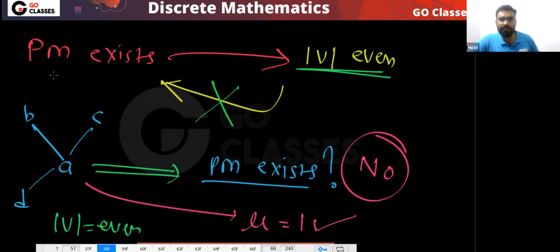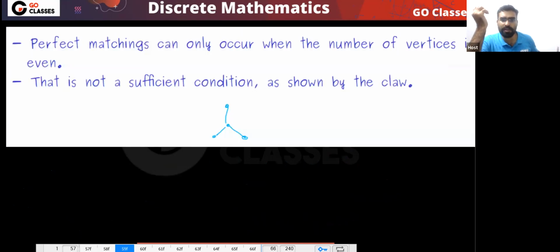So remember, if a perfect matching exists, it means there is a matching which covers all the vertices. So if a perfect matching exists, then the number of vertices will be even. But if the number of vertices is even, that does not mean that a perfect matching will exist.